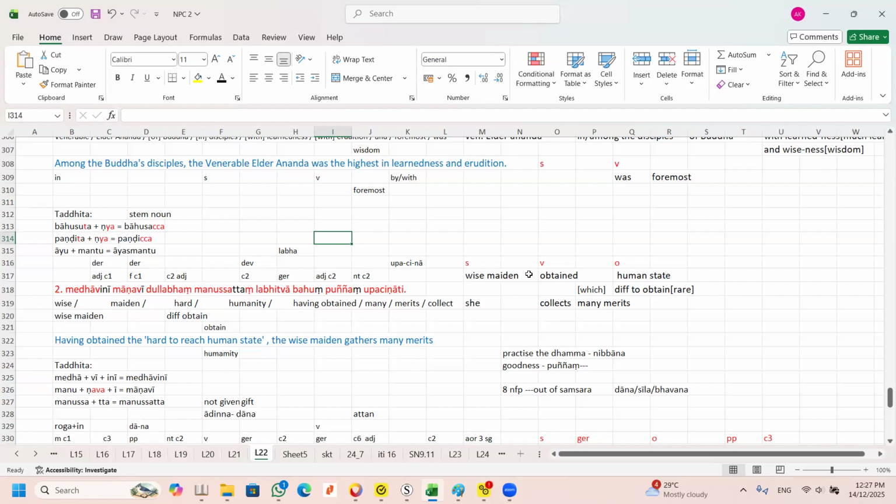Then rebirth, that means rebirth as a human state. Or she was born as a human state because she has collected many merits. So this is how you do your translation. You can put in this way. This is Jaran having the heart to reach human state.